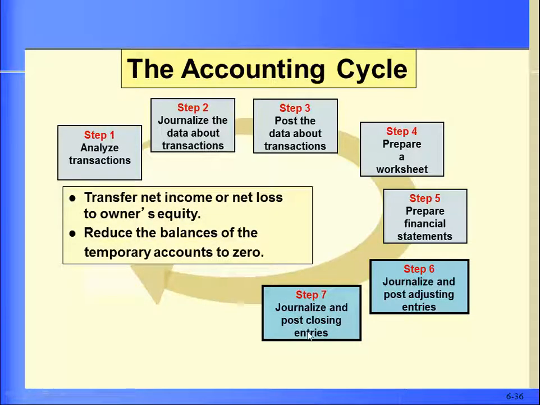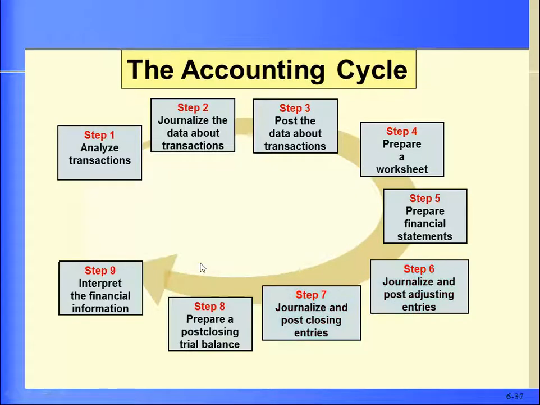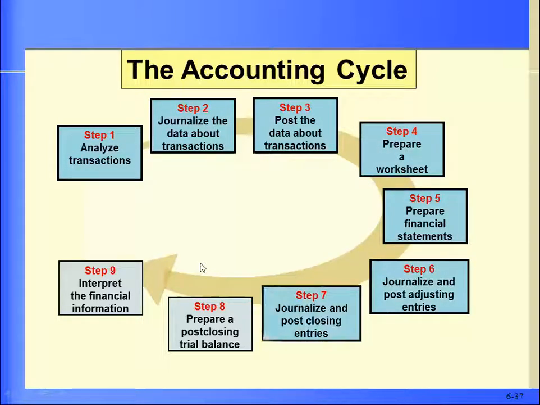Journalizing and posting closing entries: what we're doing is transferring net income or net loss to owner's equity, and we reduce the balances of the temporary accounts, which are the income statement accounts, to 0. Then step 8, we prepare the post-closing trial balance, and step 9, we interpret that information.